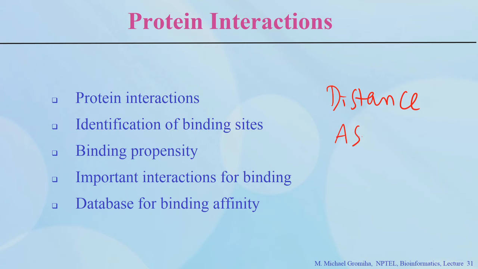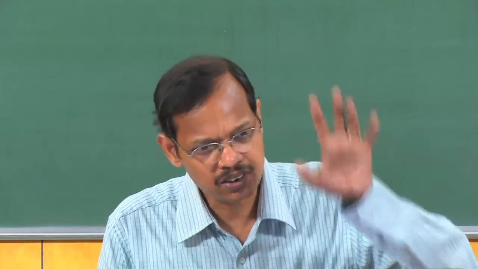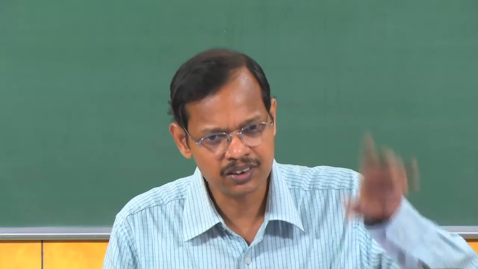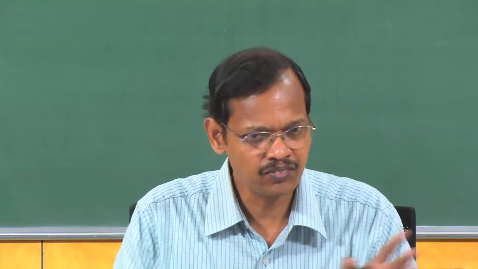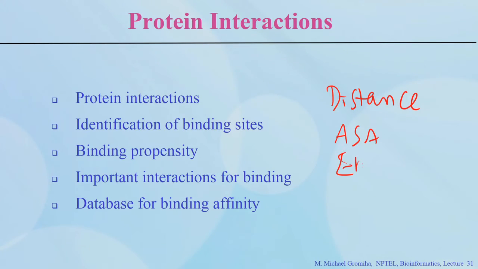Then we have the accessible surface area based approach. In this case, we take the accessible surface area for the whole complex, cut it into pieces, take the unbound one, and see the difference. If there is a difference in ASA, then we say they are in the interface. Then we take the energy based approach. We calculate interaction energy, and based on that we can make a cutoff, say 1 kilocalorie per mole. If it is less than that, we can say this is the interface. Using this information we identify the binding sites, and from those binding sites we calculate the binding propensity.